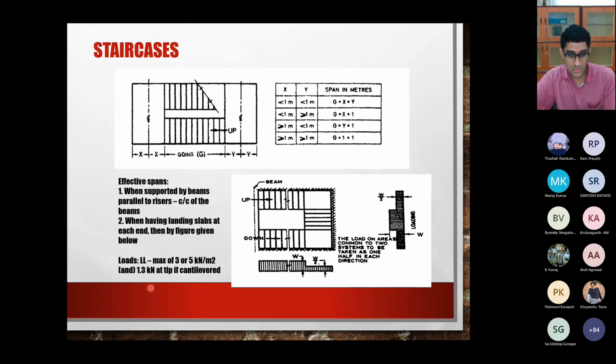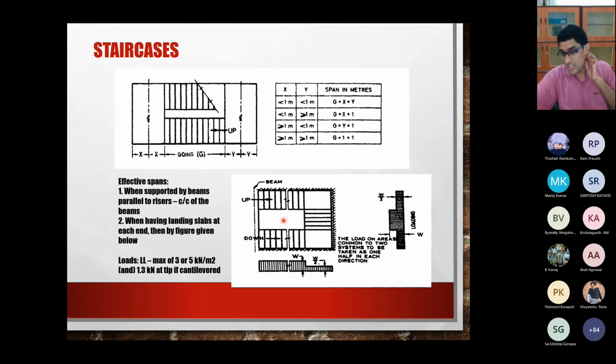According to IS 875, not IS 456, there is a code book known as IS 875. It has 5 parts, I suppose. Part 1 tells you how to calculate dead loads. Part 2 tells you how to calculate live loads. Part 3 tells you how to calculate wind loads. Part 4 is, I think, snow loads or something.